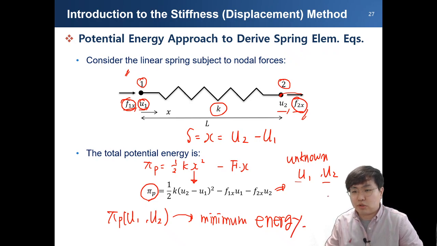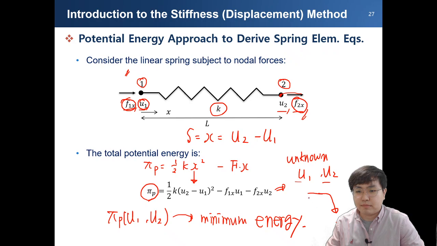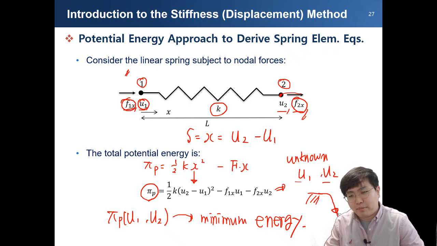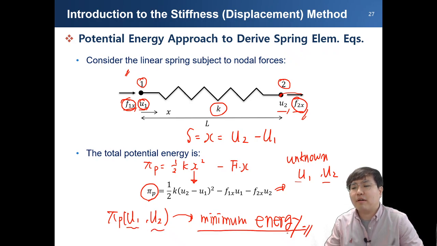If this solid structure has a very high energy value, that means this solid structure will be very unstable. To become stable, the energy must reach the lowest energy level. If the energy has the lowest value, the solid structure will want to go to this part. So what remains is changing u1 and u2 to find the global minimum energy of this system.